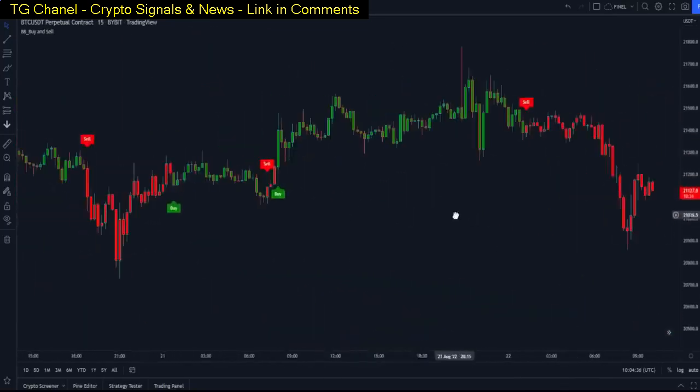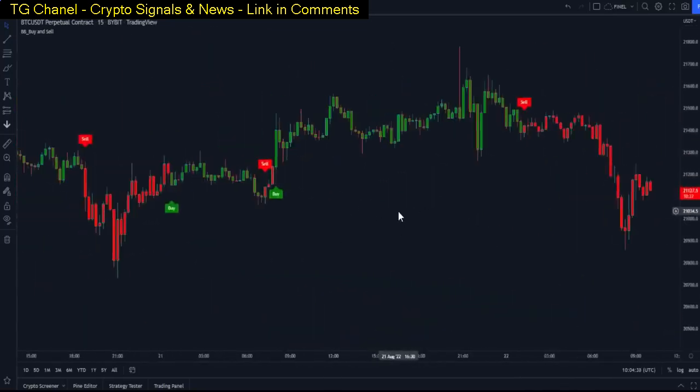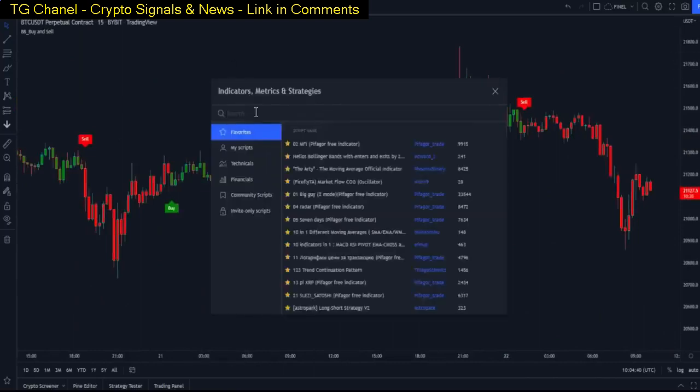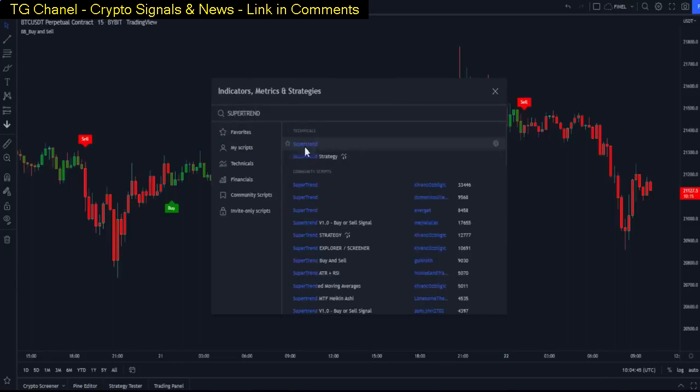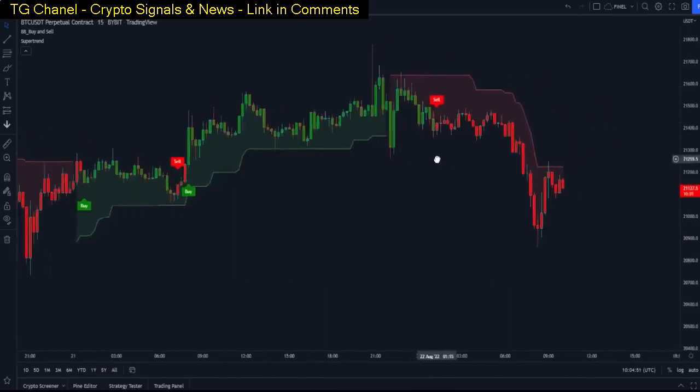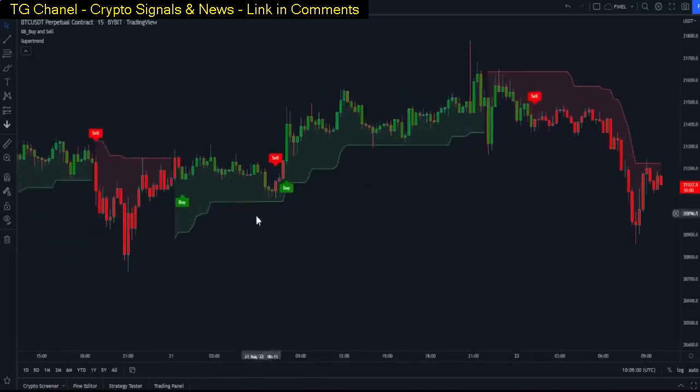In order to get rid of the false signals, let's add another indicator. We open the indicators box again, and we search for the super trend indicator. Now we choose this indicator, which is under the technical section here. As you can see, the super trend indicator determines the direction of the trend by this red area here, so when a red signal appears from the BB indicator, it will be a confirmed signal, and we can use it to enter into a short position.